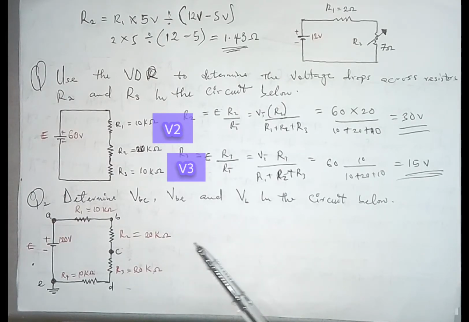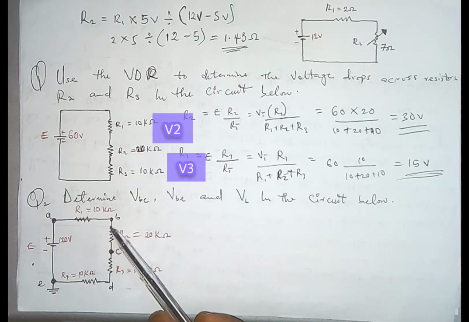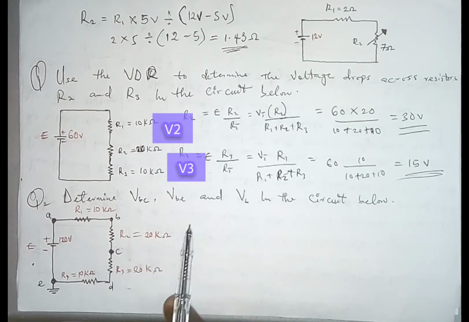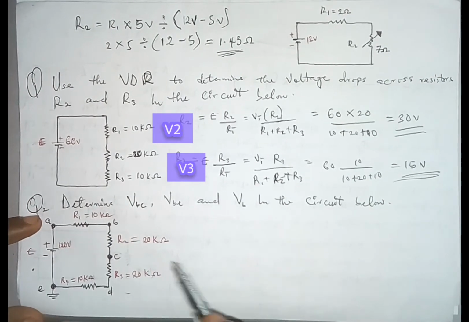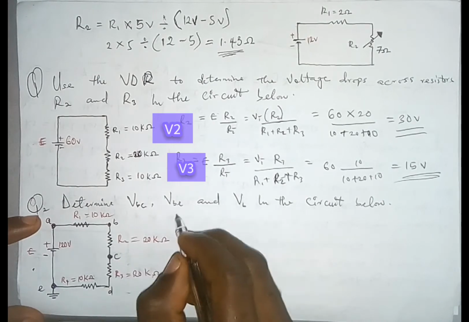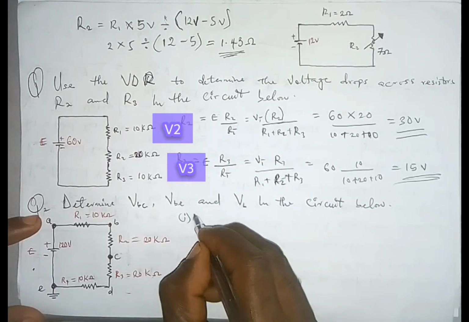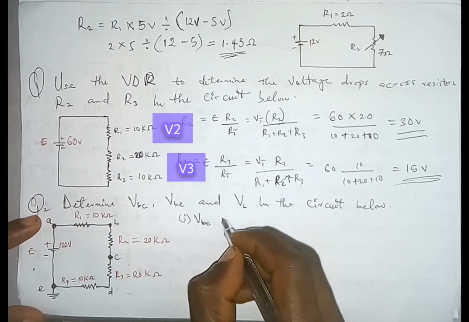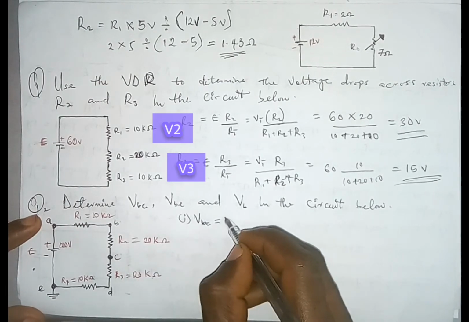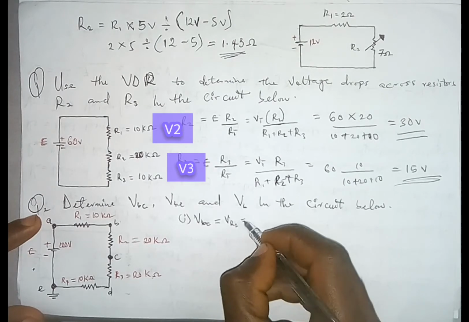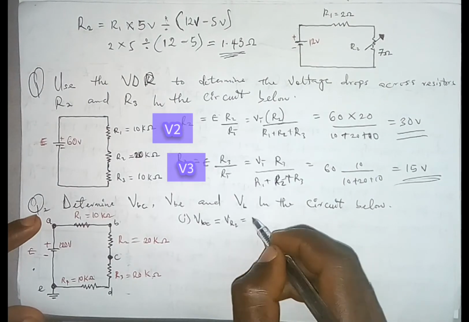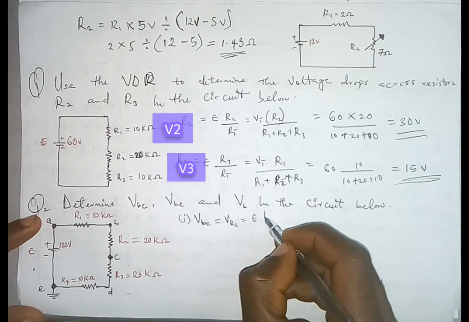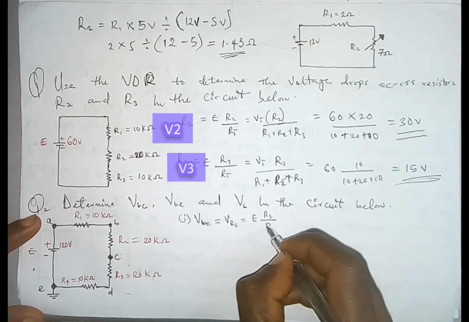Now we are still going to use our VDR, because it's the VDR that we normally use in the first instance to calculate the voltage drop in each resistor in a series circuit. So now what are we going to do? We need VBC first. Our VBC can also be regarded as VR2, which is going to be E multiplied by R2 over RT.